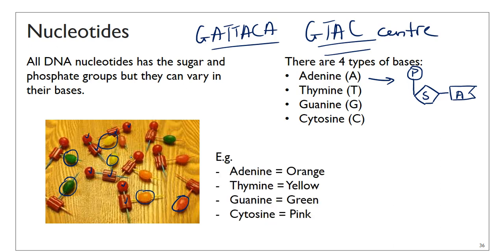Now, in this particular case, and I have specific reasons for this, this is not just a coincidence, but I'm going to say that the adenine is the orange one. So this is A. The thymine is yellow. So this is T. The guanine is green, that's easy to remember, and the cytosine is pink. So you have 4 different types of bases in this model.